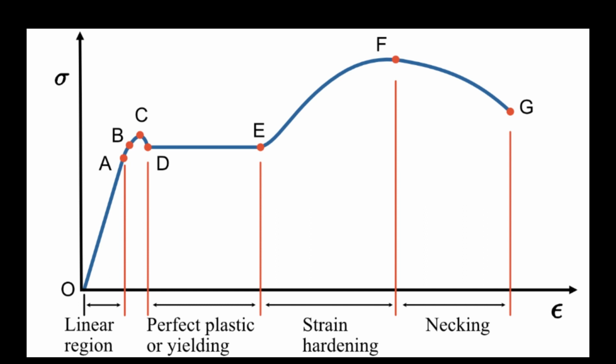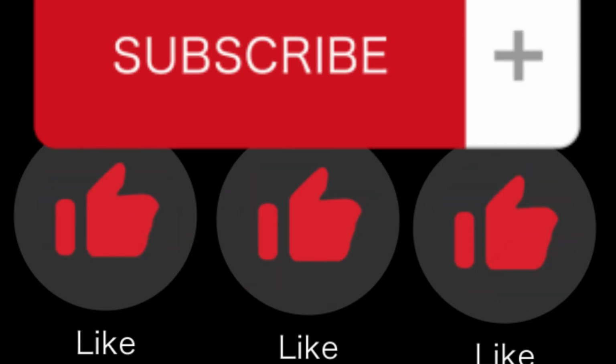The main difference between engineering stress-strain and true stress-strain is that engineering stress-strain assumes a constant cross-sectional area and length throughout deformation, while true stress-strain considers the changing dimensions. During plastic deformation, the cross-sectional area decreases due to necking, resulting in an increased true stress compared to the engineering stress, which remains constant.